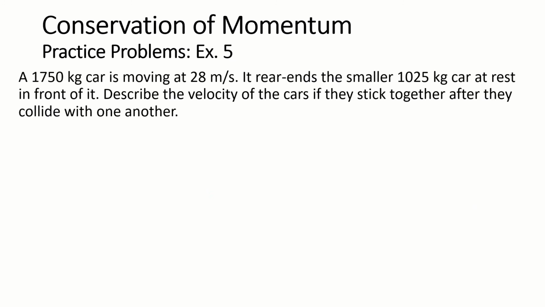So example number 5, we've got 2 cars. One car, which has a mass of 1,750 kilograms, moving at 28 meters per second, rear ends a smaller car, 1,025 kilograms. Both of those are masses. You've got 1 speed so far. And that other car was at rest. That tells you the velocity of the second car before they collide. Describe the velocity of the cars if they stick together after the collision.